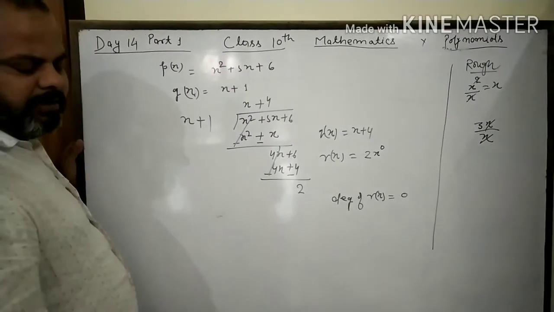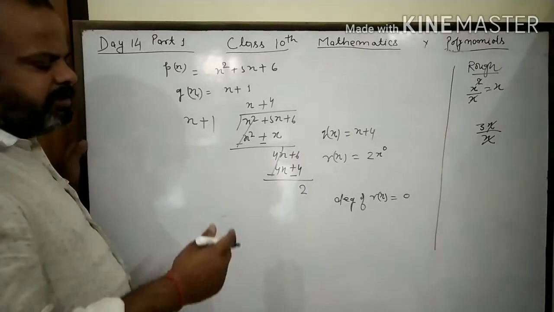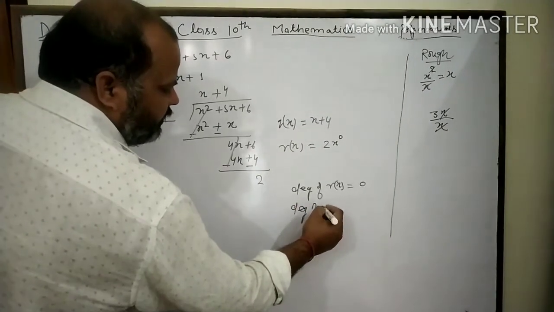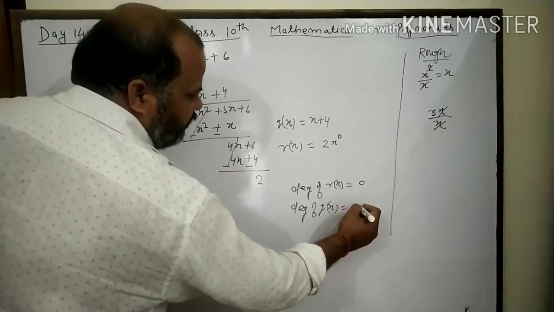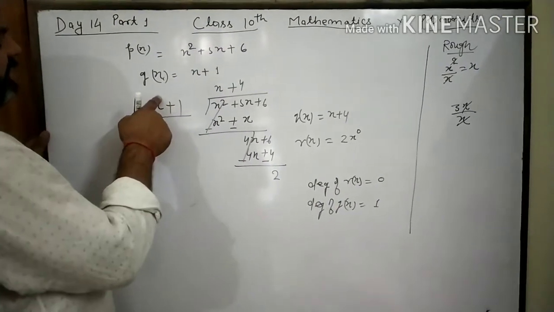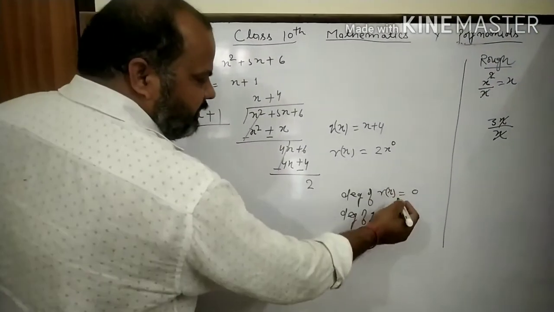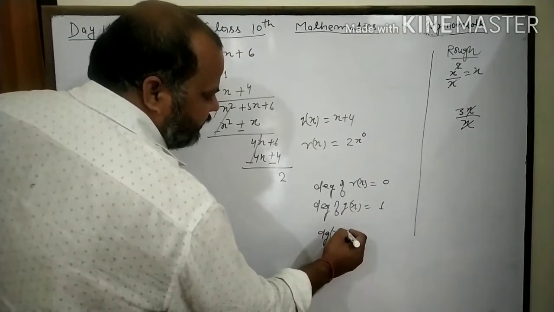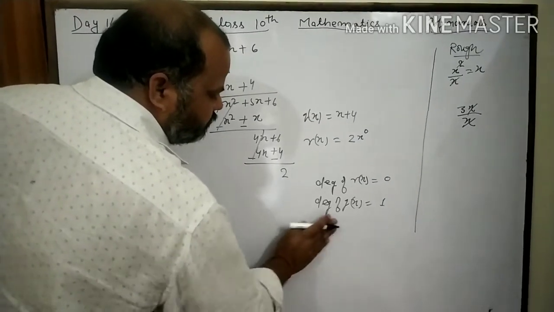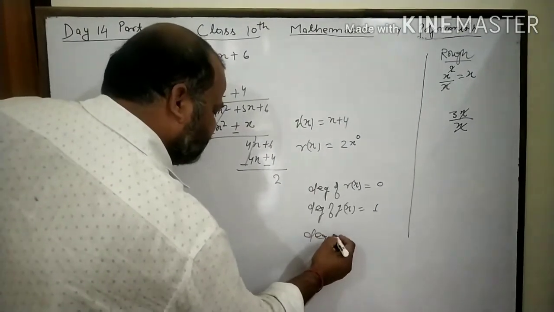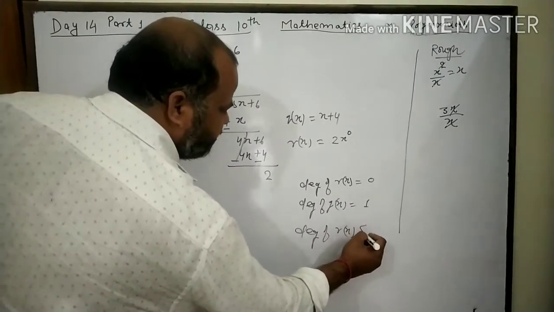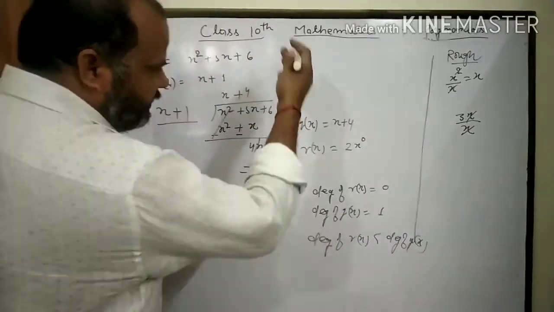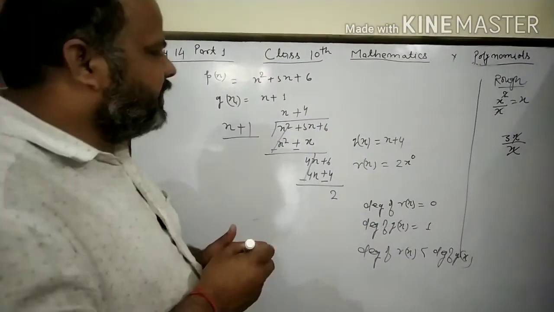You know that the different types of polynomials have already been discussed. And the degree of g(x) is equal to 1 here, because the highest power of x is 1. Then you know that it means the degree of r(x) is less than the degree of g(x). Satisfied? Then by this process you can solve it.